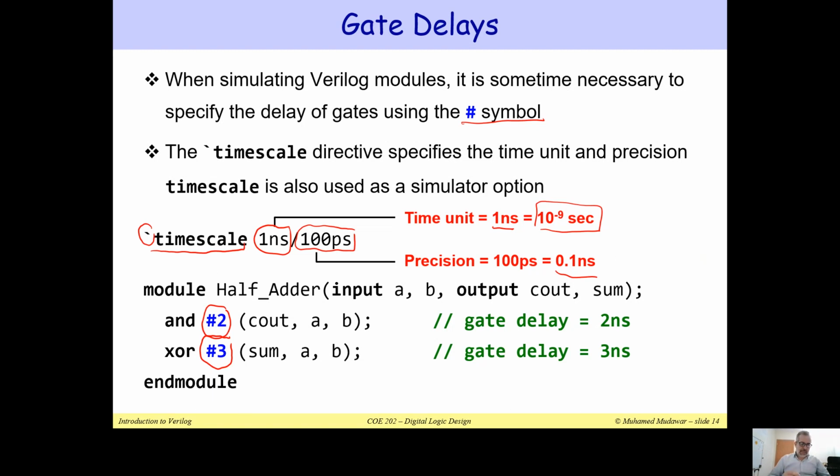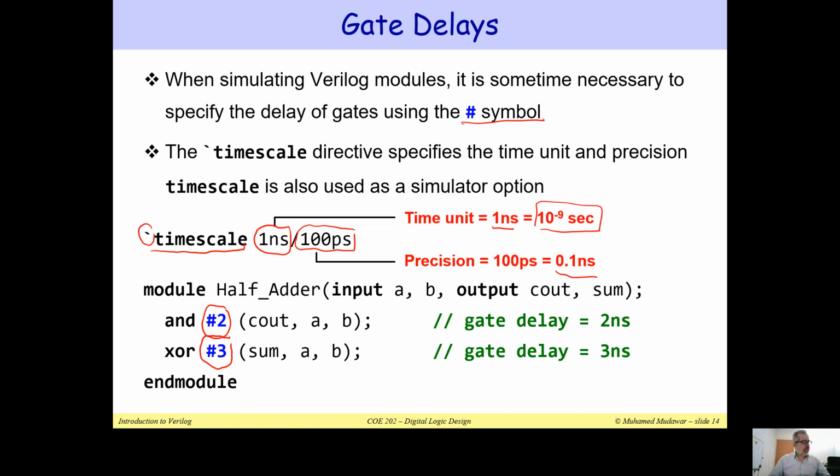Now these delays, the #2 and the #3, will use the time unit that we have specified. Therefore, we are dealing here with 2 nanoseconds and 3 nanoseconds. So we are giving these two different delays for the AND and for the XOR. Now notice the delay for the XOR is slightly higher than the delay for the AND. Why? Because the XOR itself is a more complex gate than the AND. So we expect the delay in the XOR to be higher than the delay in the AND gate.